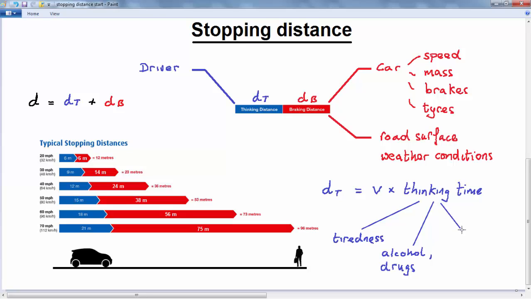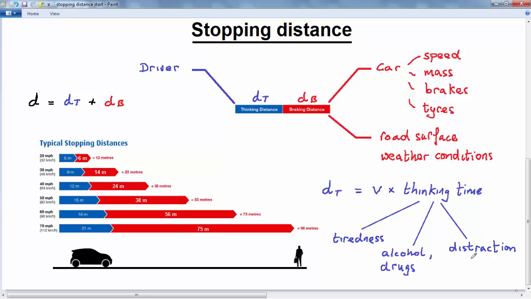And the third important factor which can affect your thinking time is having some type of distraction. While you're driving a car, you need to be concentrating all the time on what's around you. So any type of distraction could affect your thinking time. For example, listening to loud music, or perhaps a more serious offence such as talking on a mobile phone, particularly if you've got to use your hand to hold it. Well, that too can be a distraction and is actually against the law and a punishable offence.